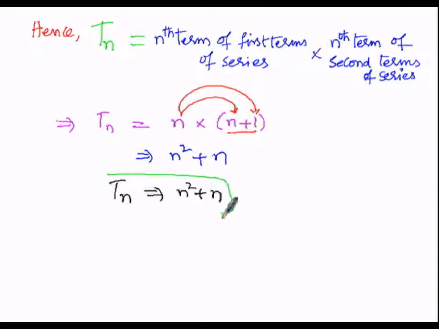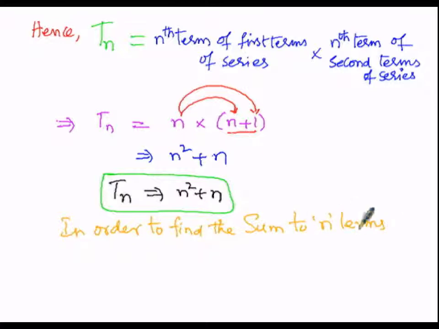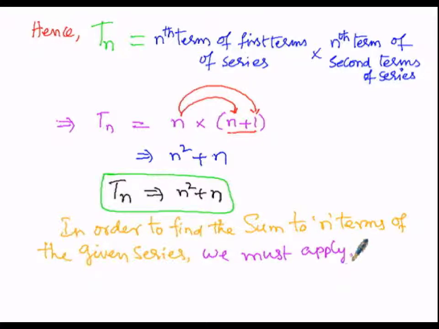But as per the problem, we have to find the sum of n terms. So in order to find the sum to n terms of the given series, we must apply sigma, which is in other words called the summation, to the nth term, that is capital Tn.